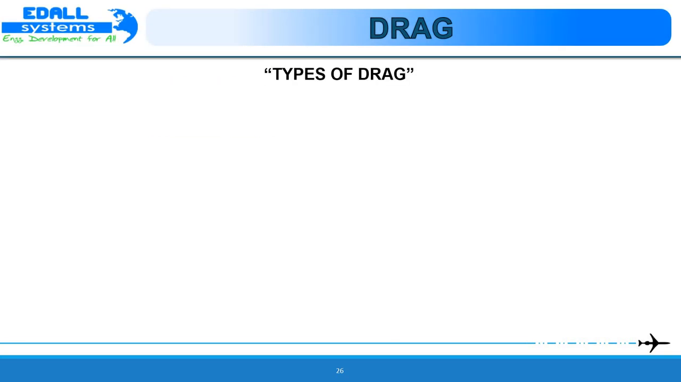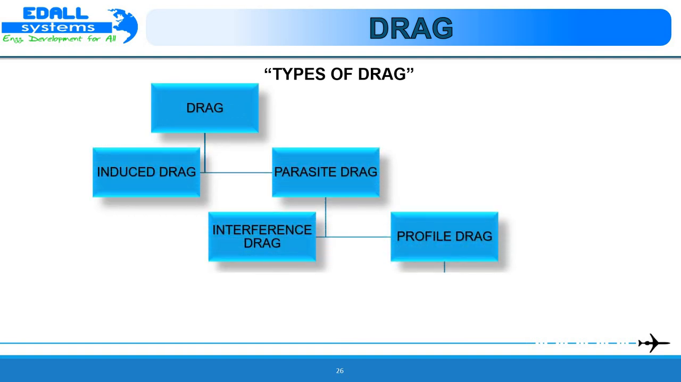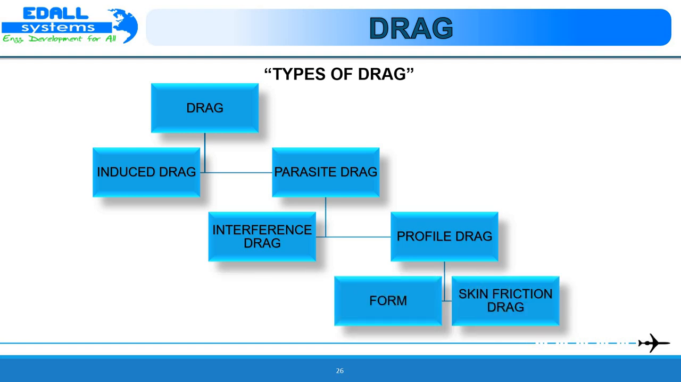There are basically different types of drag. We have drag, which is classified into induced drag and parasitic drag, and parasitic drag is classified into interference drag and profile drag. And profile drag is classified into form drag and skin friction drag.